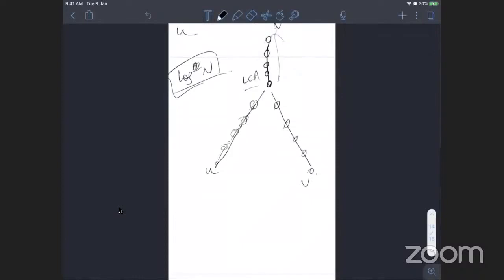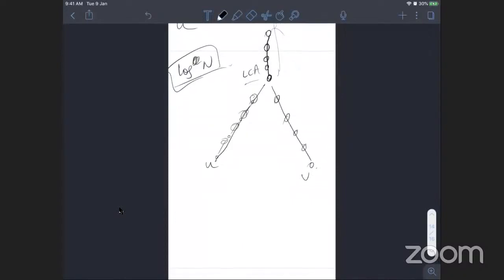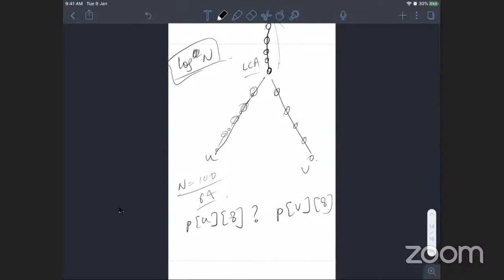Now, the idea is to take a very big power of two, the highest power of two that you can take. So let's say n is 100, then what's the highest power of two? No, 64 is the highest power of two, right? Just below it. Which is 2 to the power 6. So you'll say PU6. Does it match with PV6 or not? That's the question that you'll ask. Does it match? If it matches, then you say we climb that much up.